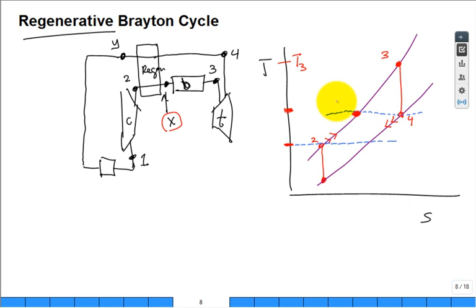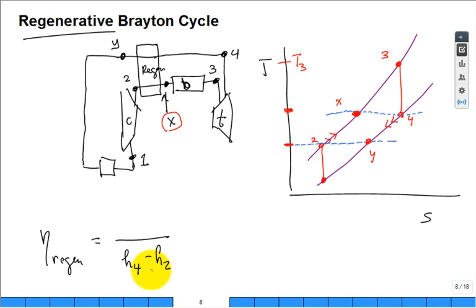And Y could not really go any lower than 2, the temperature at 2. That's the extreme. They introduce a regenerator effectiveness. They could have called it regenerator efficiency as well, but they call it effectiveness. And because it's an energy conservation, you have the enthalpy highest at 4, the lowest at 2. That would be the maximum enthalpy change of the airstream.